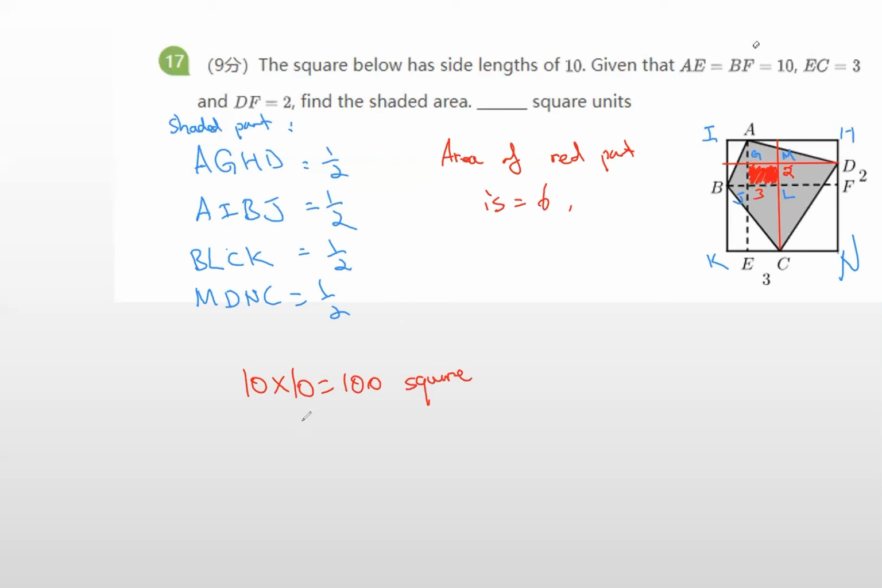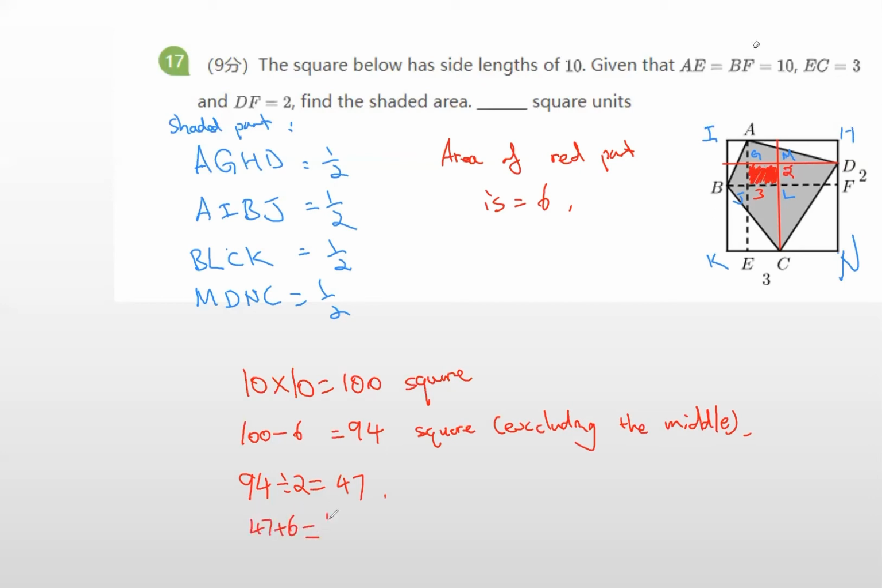Now if you take away the middle part, 100 take away 6 equals 94. That's the area of the remaining square, excluding the middle. Excluding the middle, for all the parts we know, the shaded part is just half. So the remaining part is 94 divided by 2, which is 47. And remember, we also need to count the middle part. So 47 plus 6 is 53. So the answer is 53 square units.